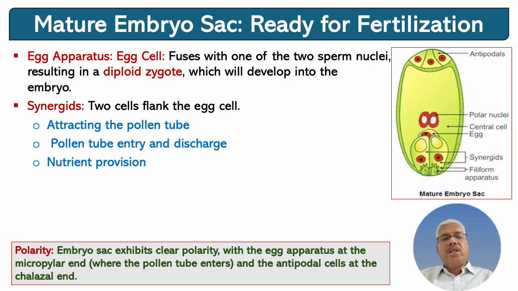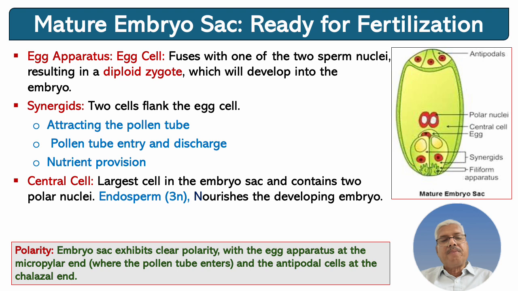The two cells that flank the egg cell are known as the synergids. They play a crucial role in attracting the pollen tube. They secrete chemical signals that guide the pollen tube toward the micropyle of the ovule. The pollen tube entry is facilitated by the synergids, which assist in the entry of the pollen tube into the embryo sac and the release of the sperms into the cells. They might also provide some nourishment to the egg cell before fertilization.